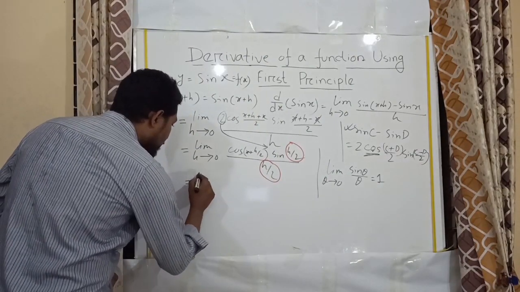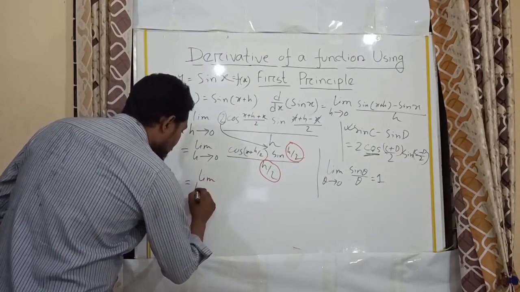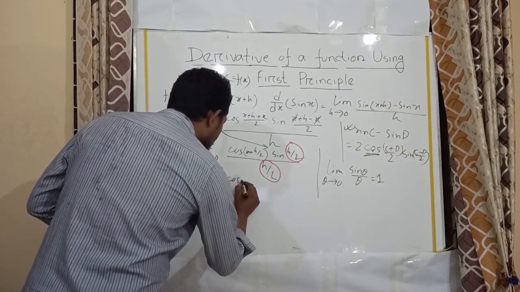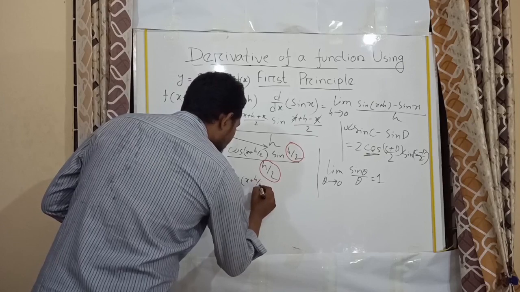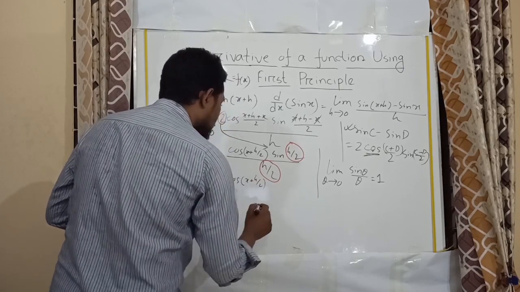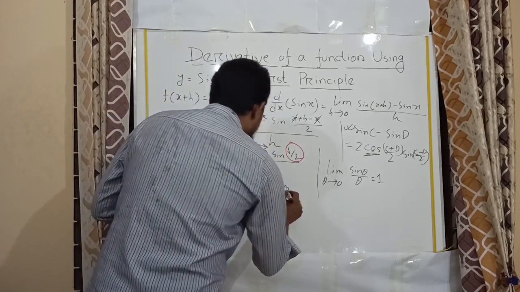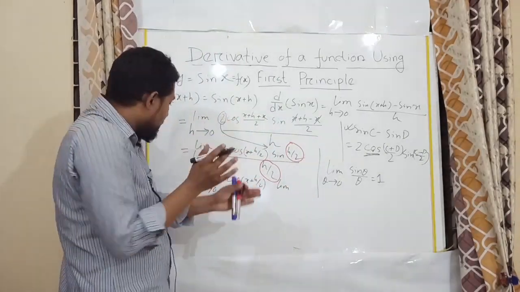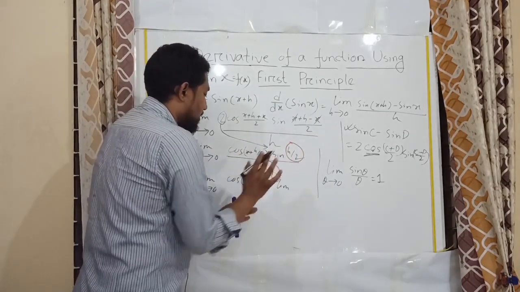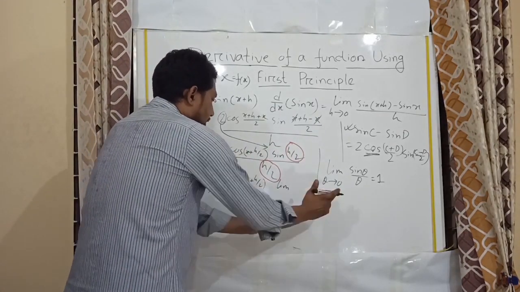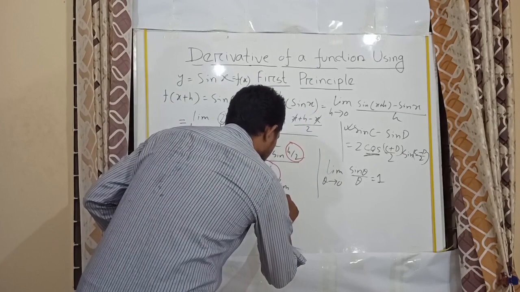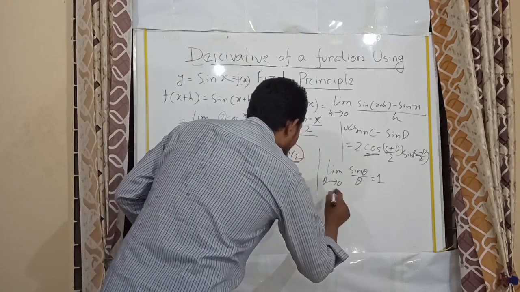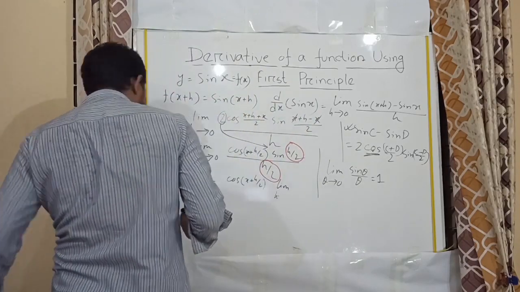So what will it be? Limit h tends to 0 of cos of x plus h by 2, and I'm using limit for that and that, separating both the things. So limit h tends to 0. Now here I have to make a quotation.